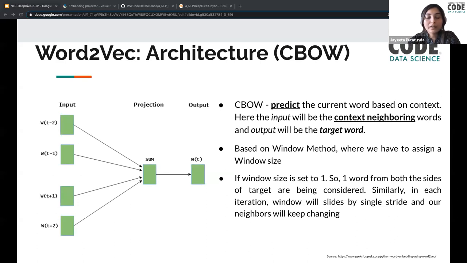So it's also based on a window method. The window method is just a window size of how many pre and post words you want to consider while predicting the target. Here, if you set it to one, then it'll refer to only one word from both sides of the target word, the first neighbors before and after. And it keeps changing depending on how much window size you want to provide.